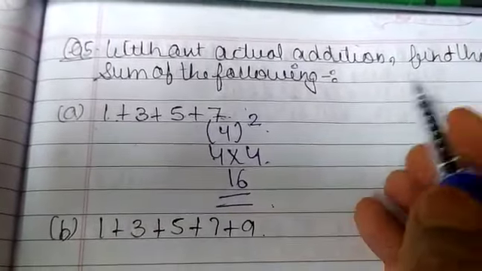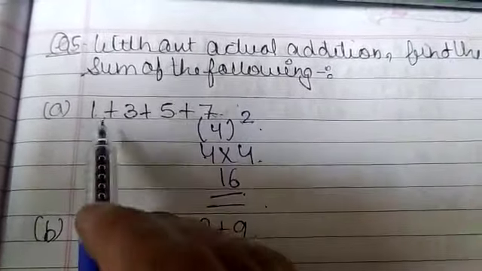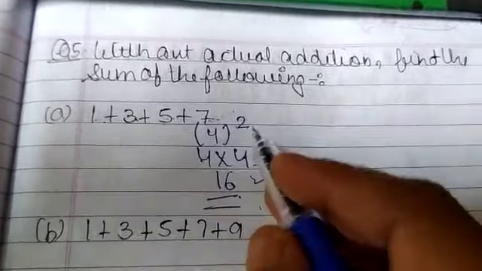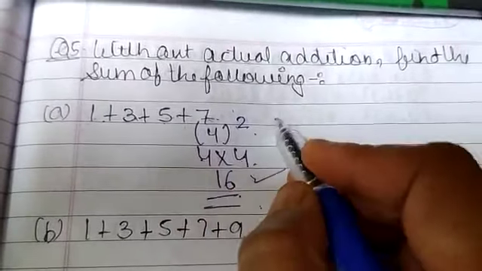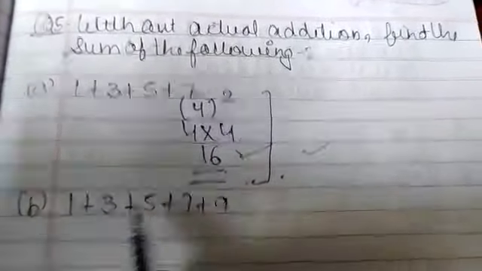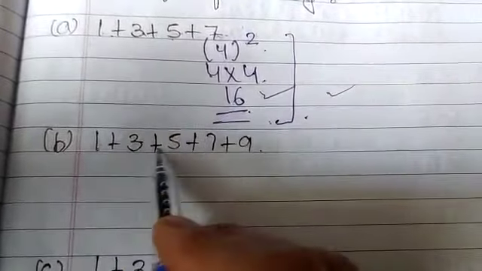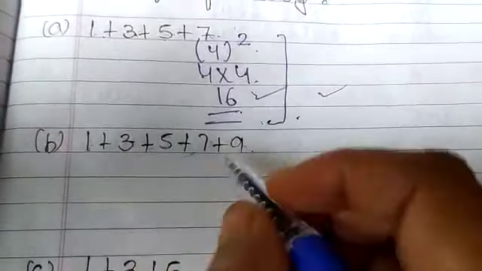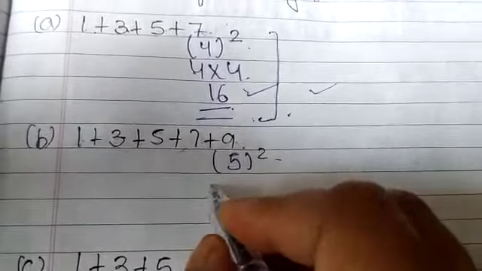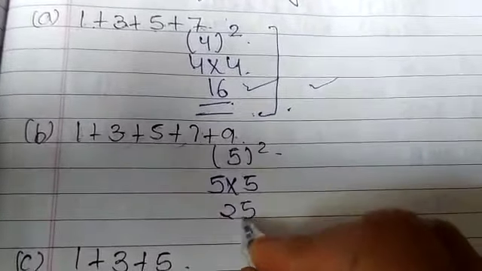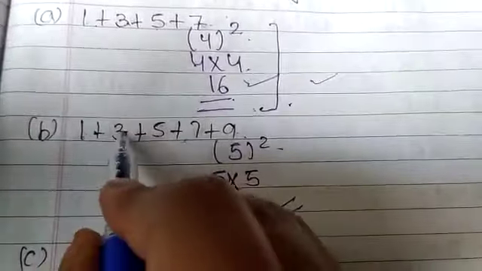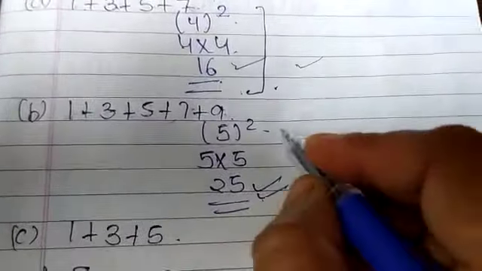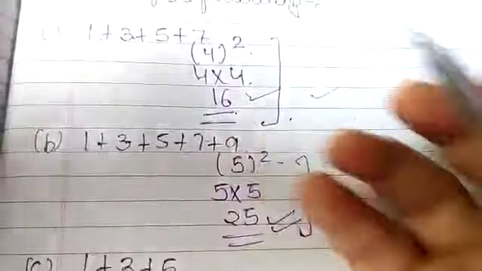Correct? Without actual addition, find the sum of the following. This will be 16. So 3 plus 1 is 4, 4 plus 5 is 9, 9 and 7 is 16. Our answer is correct. But don't just simply write 16. You have to solve it in this manner, whatever I have taught you. Now see, you just have to count the numbers and then calculate the square. So here are 1, 2, 3, 4, 5. Correct? So this will be 5 square, meaning 5 into 5. So the answer will be 25. Let me recheck it. 3 plus 1 is 4, 4 plus 5 is 9, 9 and 7 is 16, and 16 and 9 is 25. So our answer is correct. Again I am reminding you, no need to do it simply.